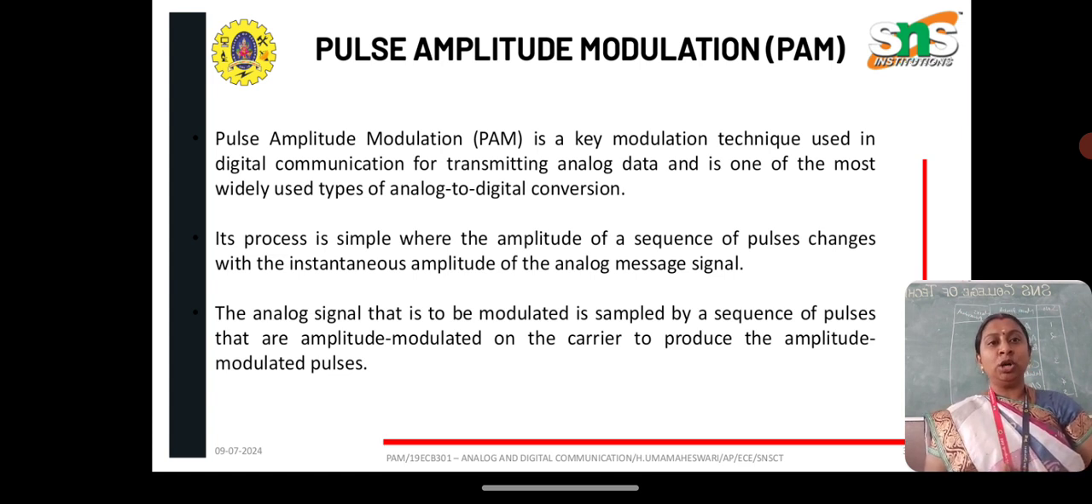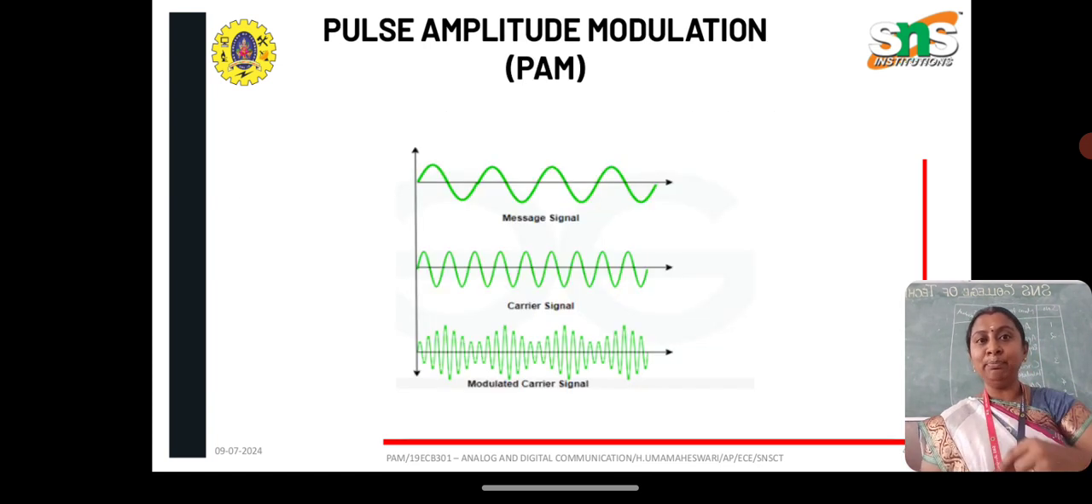Pulse amplitude modulation is a key modulation technique which is used in digital communication for transmitting analog data and is one of the most widely used types of analog to digital conversion. The process is very simple, where the amplitude of the sequence of pulses changes with the instantaneous amplitude of the analog message signal. The analog signal that is to be modulated is sampled by a sequence of pulses that are amplitude modulated on the carrier to produce the amplitude modulated pulses.